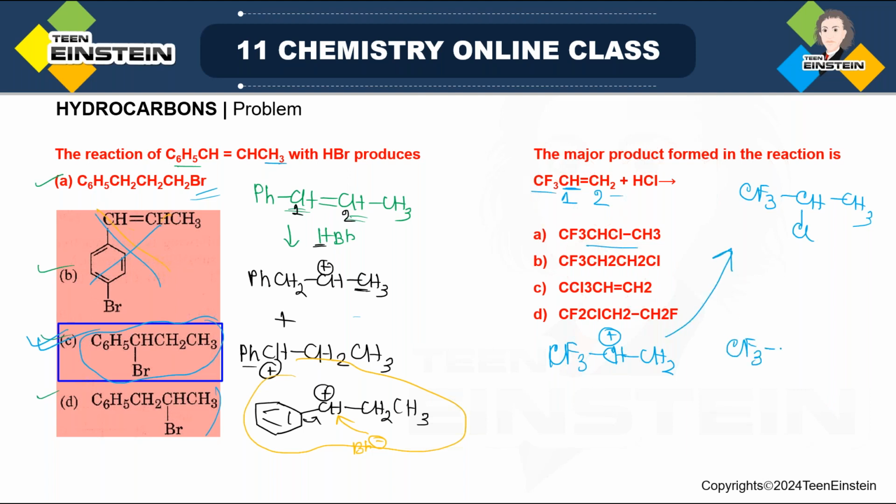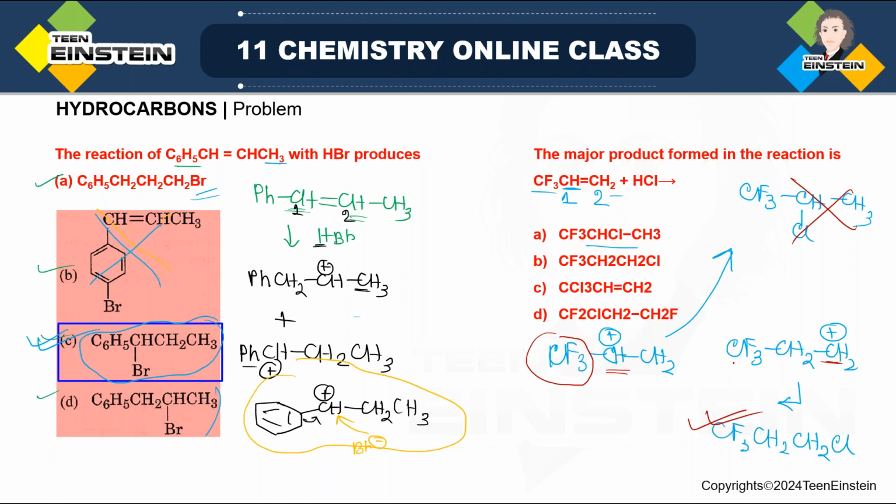But there is another possibility for carbocation, which is this one. If you consider this as the more stable carbocation, then your product will be CF3, CH2, CH2, Cl. And that is actually the major product, not this one. Now why? Because here, because of this electron withdrawing group, this carbocation will be very unstable.